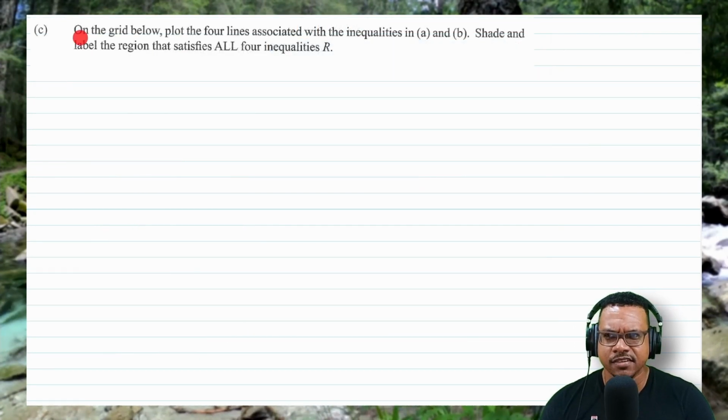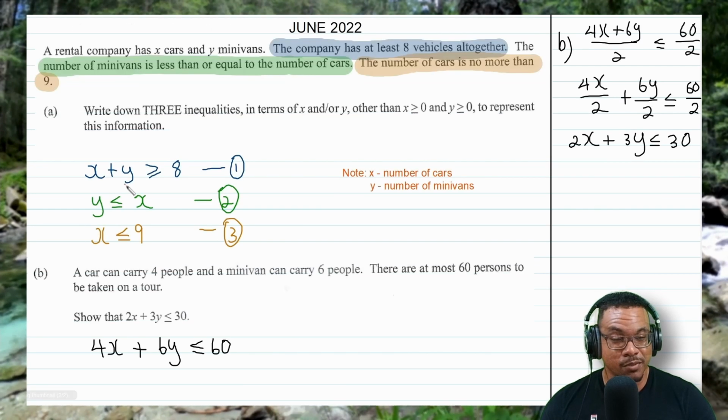Now for part C, they say on the grid below, which is the graph paper that they will give us, they want to plot the 4 lines associated with the inequalities in A and B. So they want to plot the 4 lines associated with these 4 inequalities here, 3 here, and this one here. Now, before we can plot these lines, we need to work out some information, especially this one and this one, as to how to draw these straight lines.